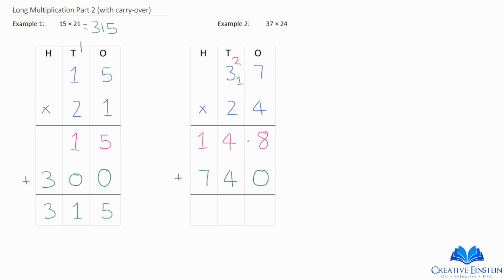Now I need to add down my two bottom numbers. 8 plus 0 is 8. 4 plus 4 is 8. 1 plus 7 is 8. So your answer is 888. Okay, let's move on.